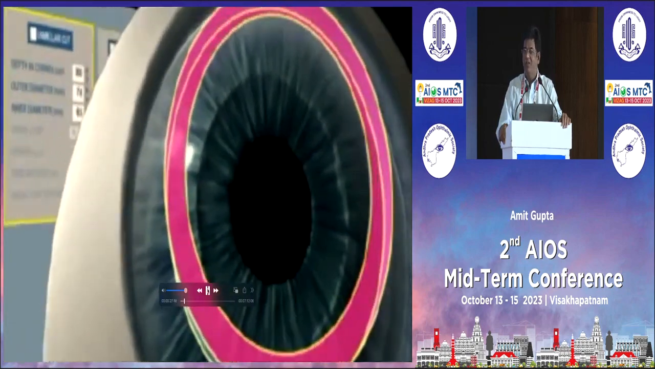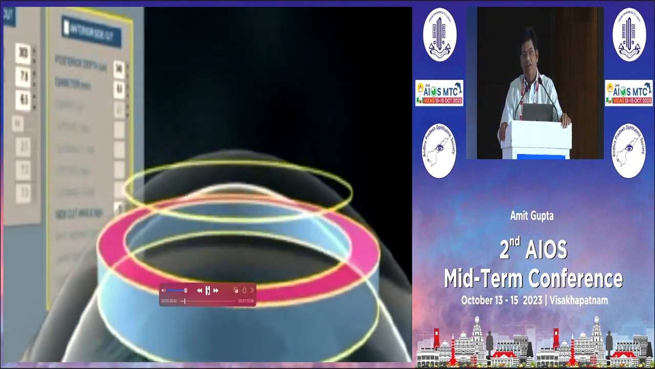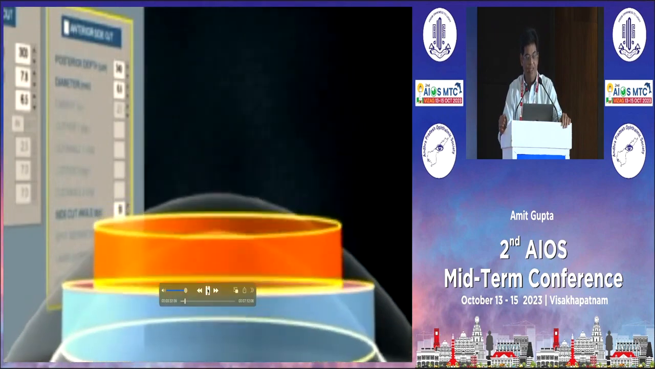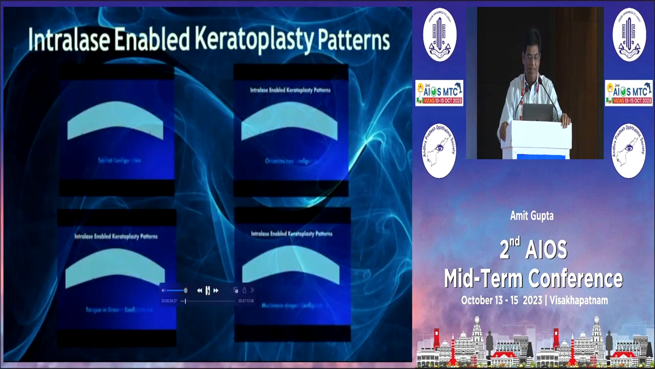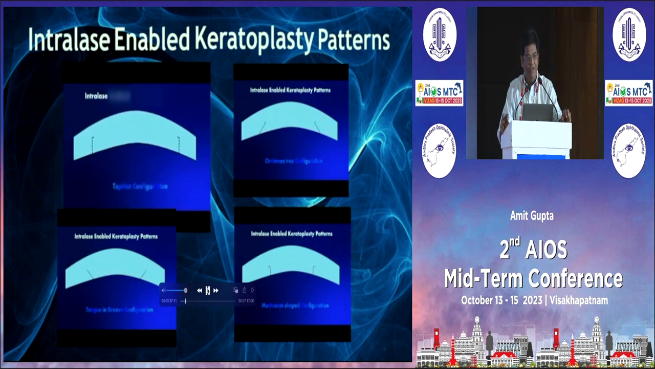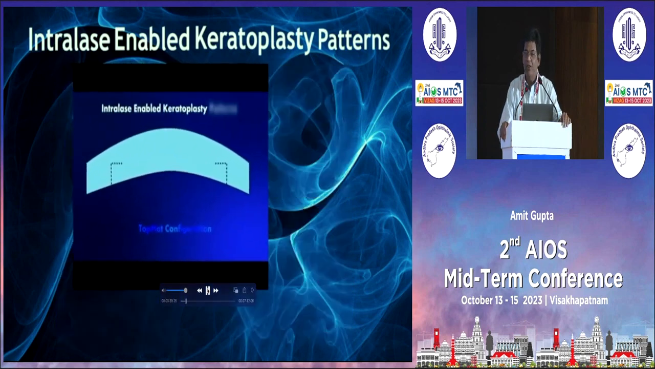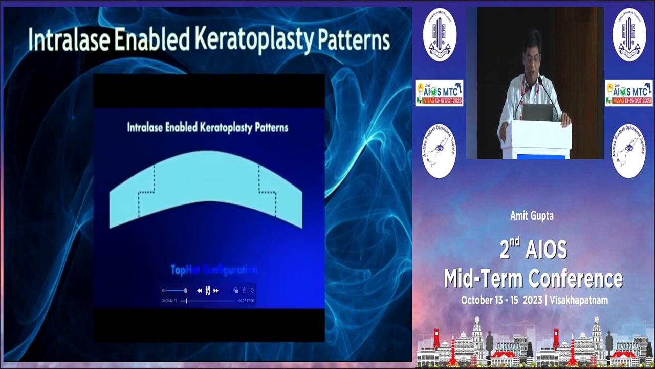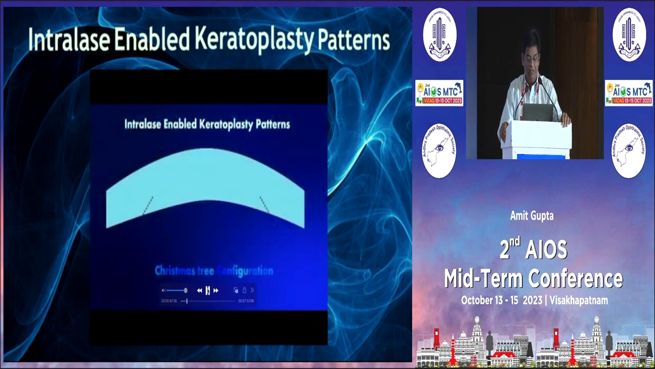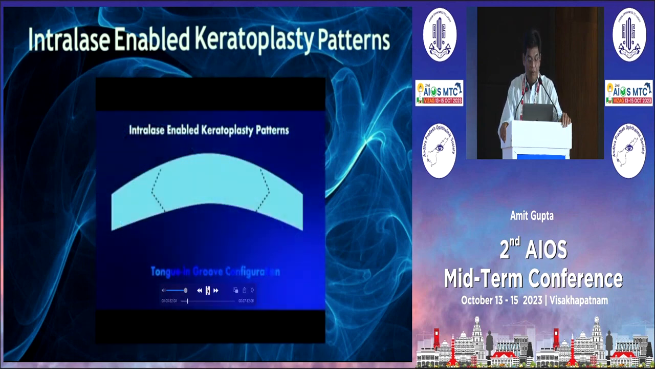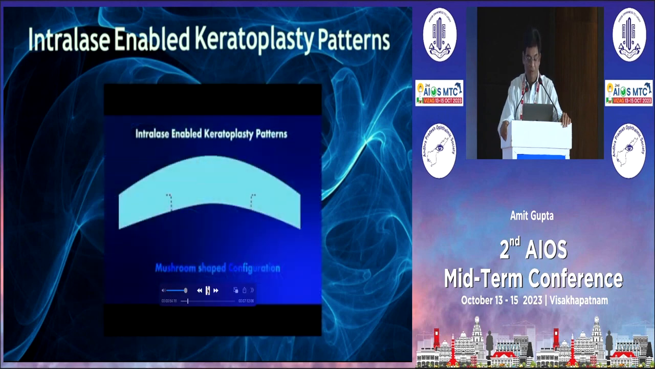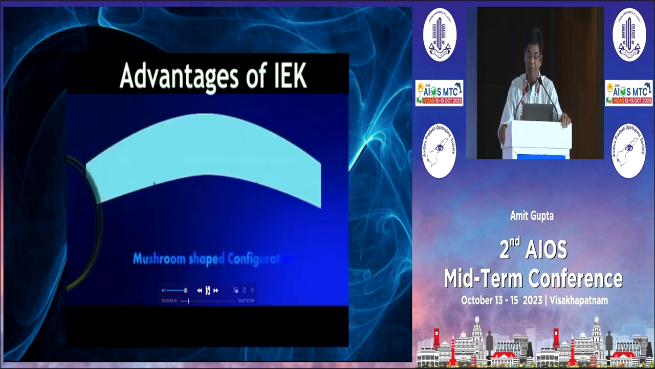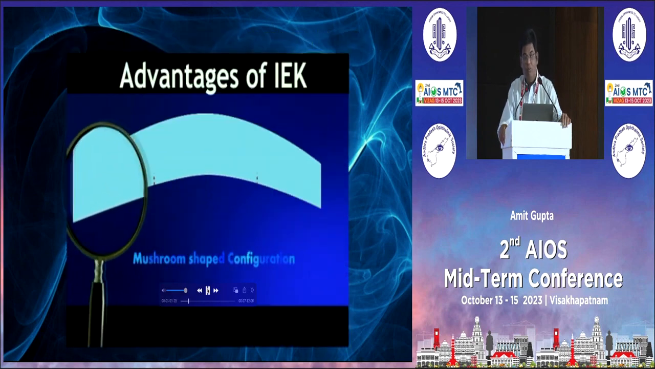the keratoplasty. So basically, we have three cuts at our disposal. One is called the posterior side cut, one is the ring lamellar cut, and the third is the anterior side cut. And once we stack these three cuts together, we can use that to create various patterns. For example, this is the very popular top hat configuration, or we can use it to form a Christmas tree configuration, or there's another configuration known as tongue in groove configuration, or which is my favorite, the mushroom shaped configuration, right? So what are the advantages?